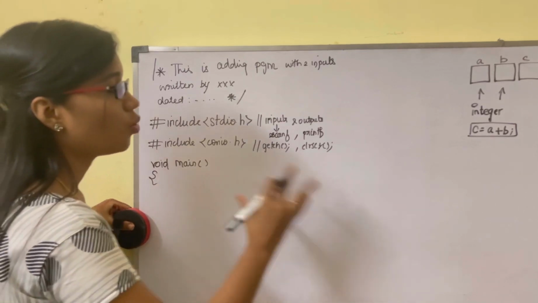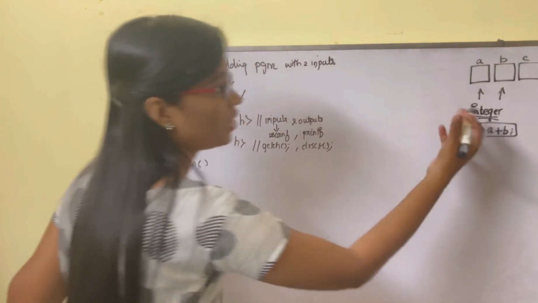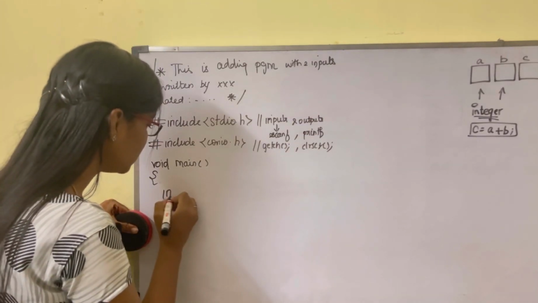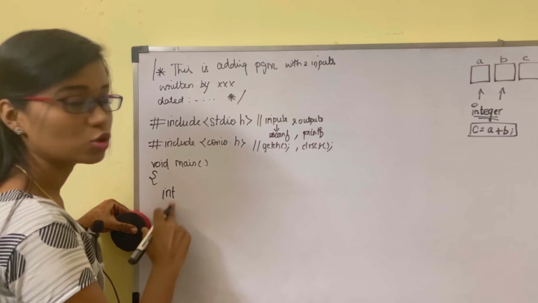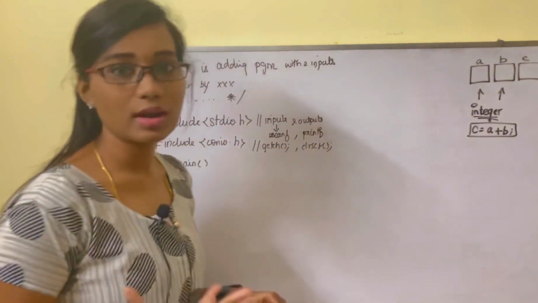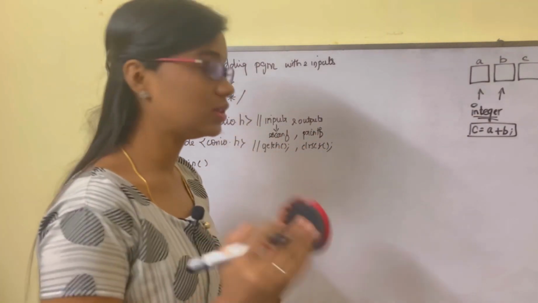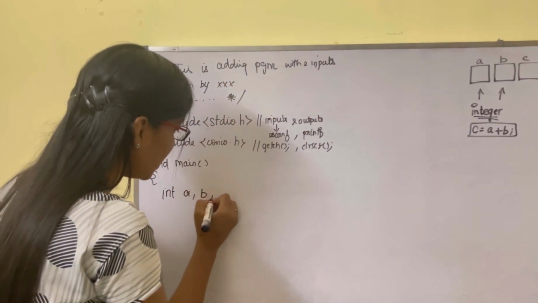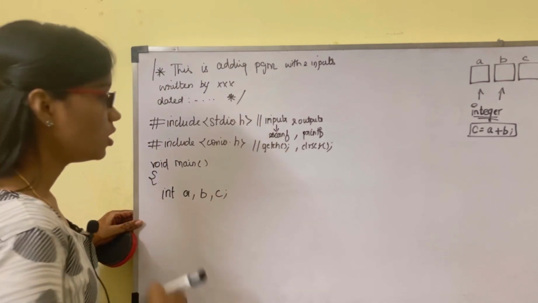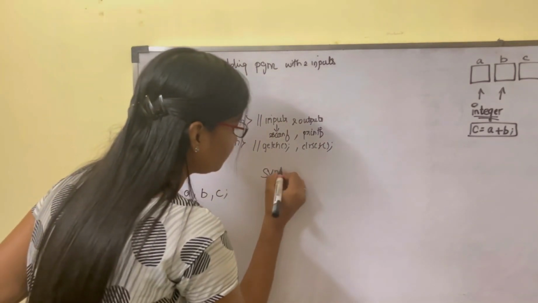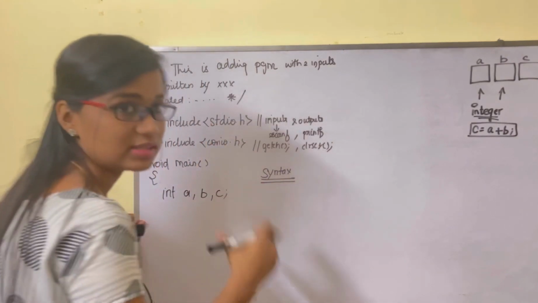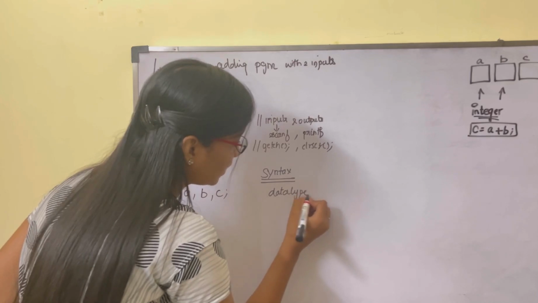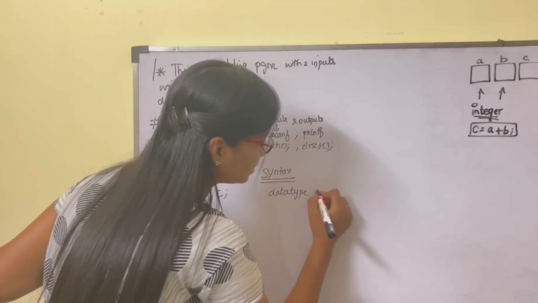In this program, the type of variable we are going to use is integer. For integer the data type is int. What is integer? It is whole numbers without a decimal point. So I am going to use integers and the memory space names are A, B and C. Now let's write the syntax for variable declaration. What is the syntax? First we have to give the data type, then the variable names.